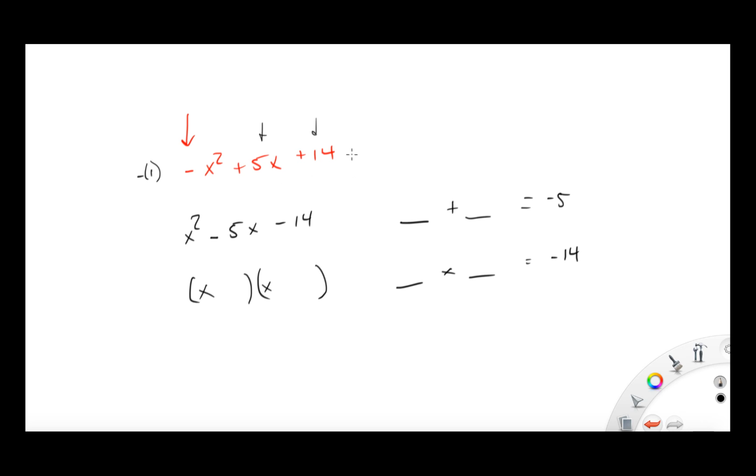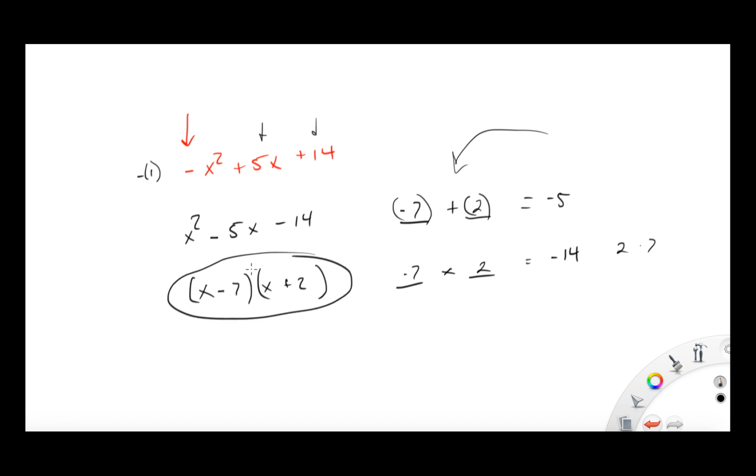What in the world are we going to do? Well, maybe look at the 14. There's a couple of things, like 2 times 7 we know equals 14. Can we put those numbers in here to somehow make that equal a negative 5? Well, yeah. If we have a negative 7 plus a positive 2, we get a negative 5. And if we have a negative 7 times a positive 2, we get a negative 14. So there are our numbers. It's negative 7 and a positive 2, and there's our answer. So not too difficult to make these happen.